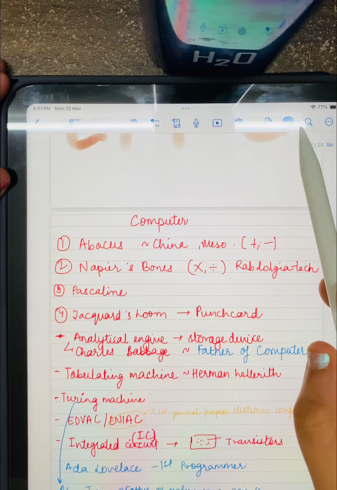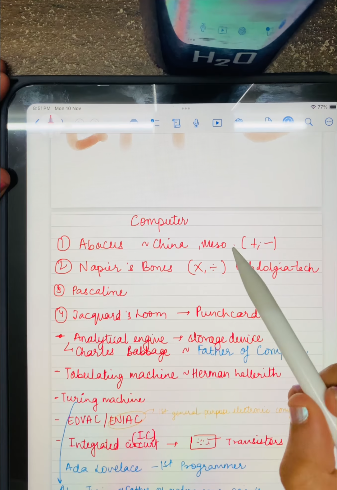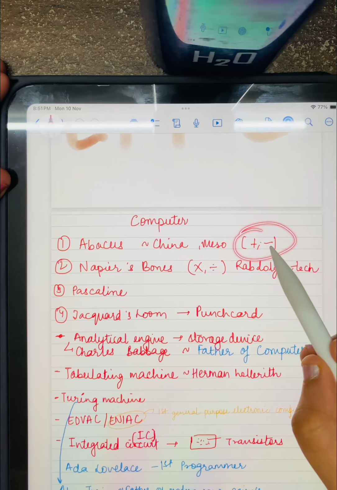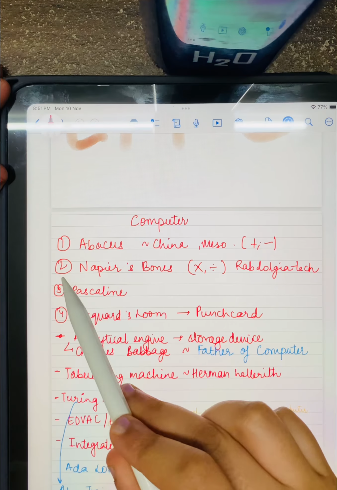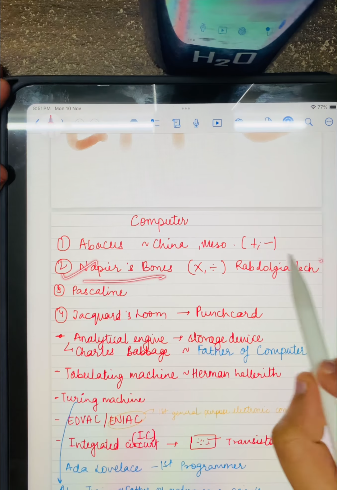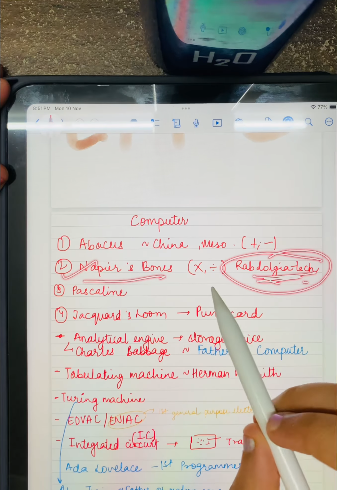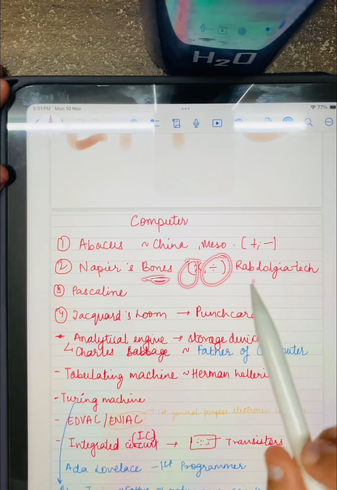First we learn about the evolution of computer. First we had the abacus, first introduced in China, which was able to perform addition and subtraction. Second was Napier bones. One of the questions that comes is, who has Rhabdology technology? This is Napier bones, which is able to perform multiplication and division.